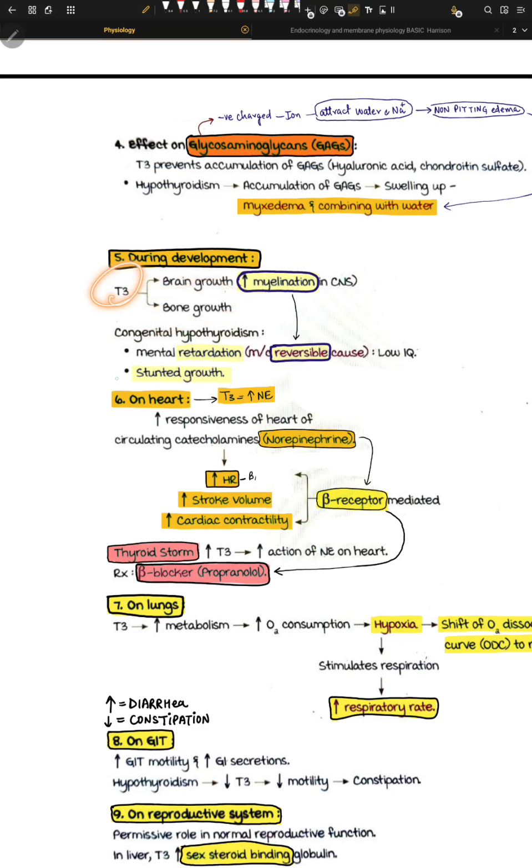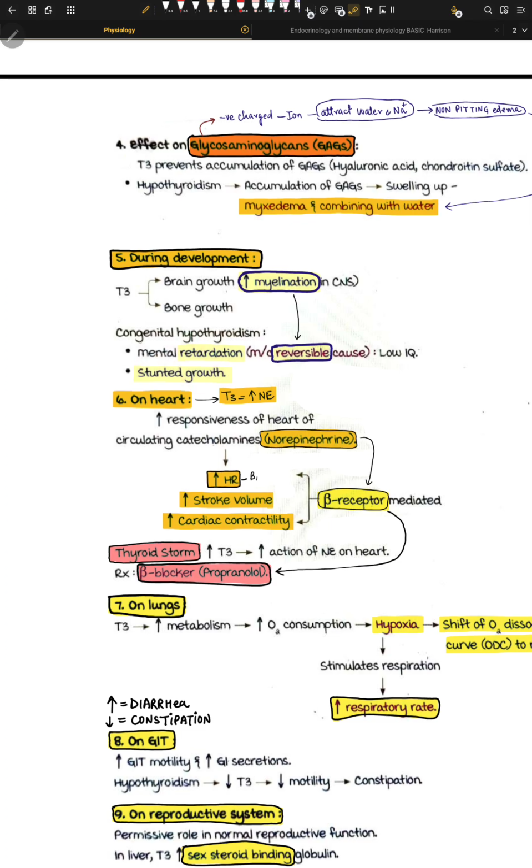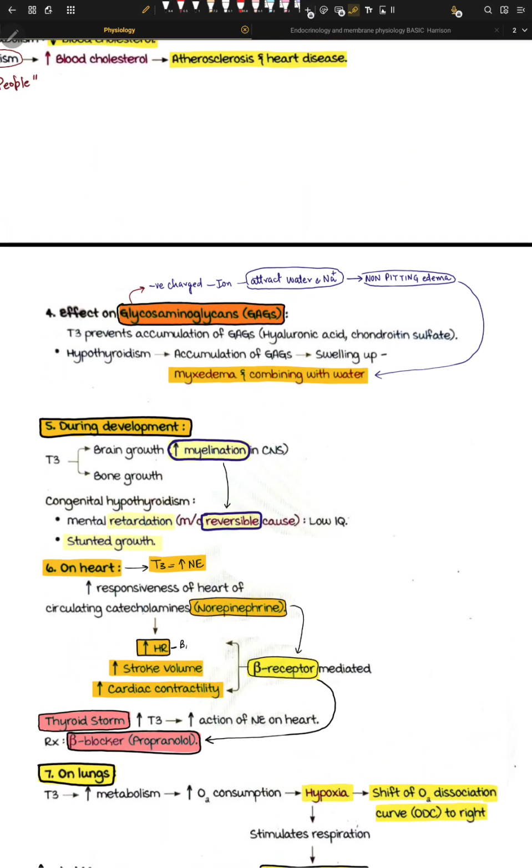If we have low T3 levels, there will be retardation in the child. Okay, dwarfism also can happen. You have something called stunted growth. The mental retardation is the most common reversible cause, right? And low IQ, once you start giving the patient T3, the mental retardation will resolve. But the stunted growth will not resolve once this guy or girl has crossed the age of 18, 19. This stunted growth will not be reversed.